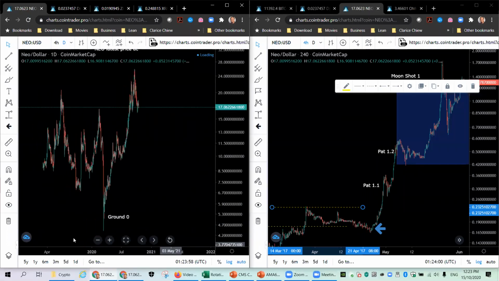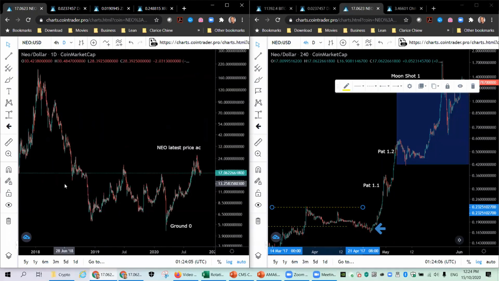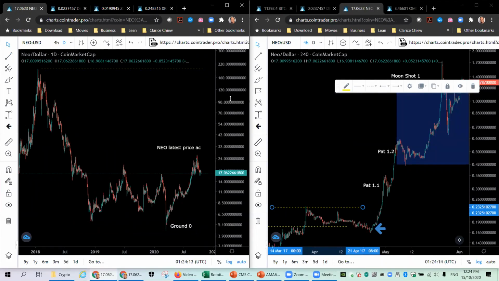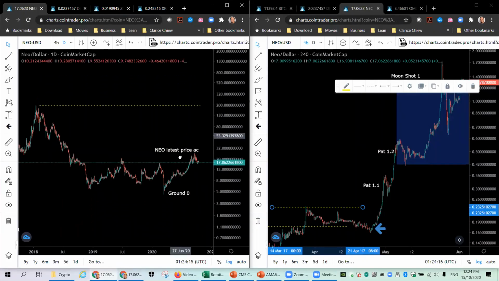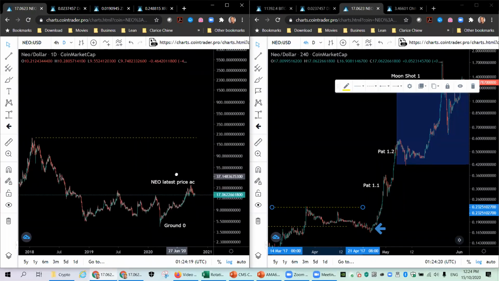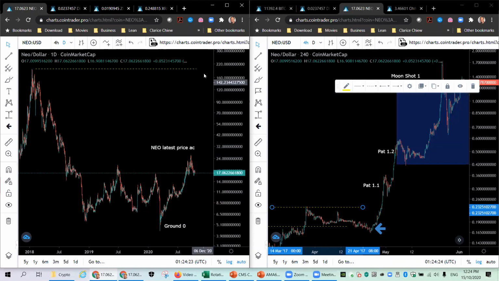Where's $200 on the top? Well, let's see. $200 on the top, it's right around all-time high. Okay, so it's right around all-time high. So basically that's what it is in terms of the moonshot 1. I can't scale these too well, but anyway, that's where it's going.